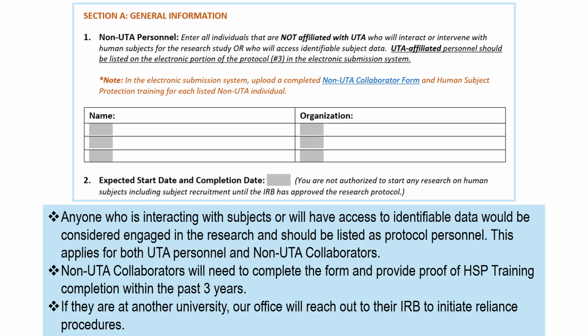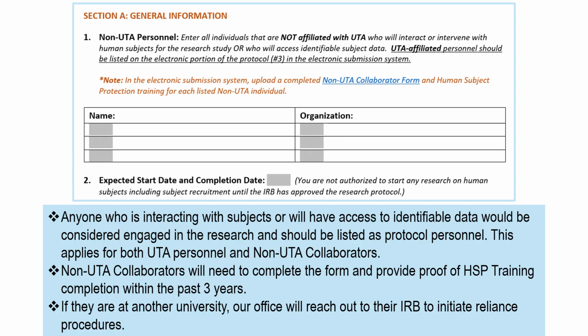Along with listing each collaborator in the first part of the application, the non-UTA collaborator will also be required to complete a non-UTA collaborator form that provides details about the institution they are affiliated with, their role in the study, and where data collection procedures will take place, and contains their contact information. Each collaborator will also be required to provide proof of HSP training completion. This can be provided from a module completed at their institution or from one of the provided training module options listed on our multi-site research and reliances page.